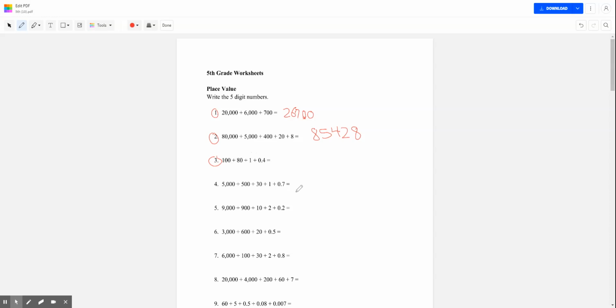181, 0.4. When we add these up, we get 181.4. This number only has 4 digits, so we're going to have to add a 0 here to make it 5 digits. Number 4. 5,531.7. When we add these up, we get 5,531.7. That is a 5-digit number, so we're done.